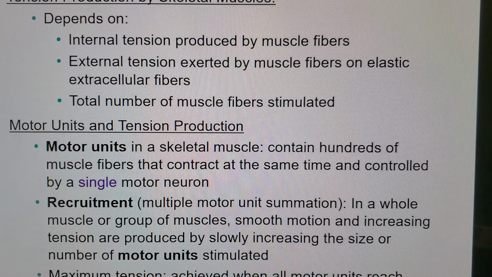Recruitment, this is in a whole muscle or a group of muscles. Smooth motion and increasing tension are produced by slowly increasing the size or number of the motor units stimulated. The maximum tension is when all the motor units reach tetanus. This can only be sustained for a very short time, and then there will be muscle fatigue.